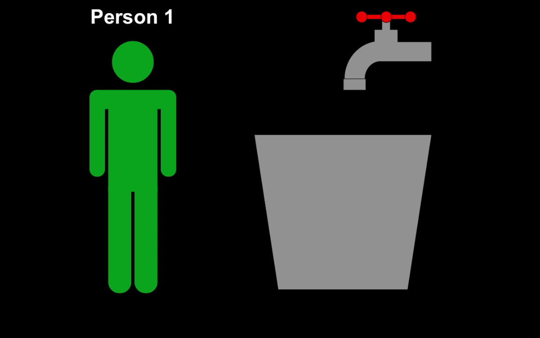So, to illustrate this, I'm going to show an example with a water bucket. So person number one is going to fill up this bucket with water. Person number one is the only one that actually can use the faucet or whatever, and so they are an autotroph.